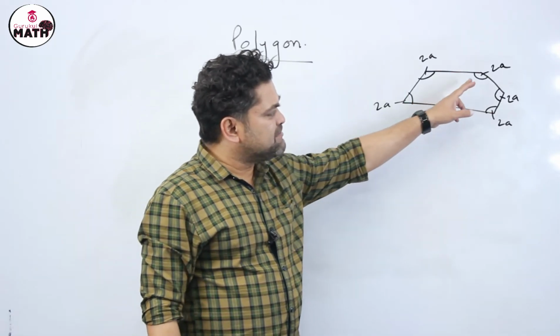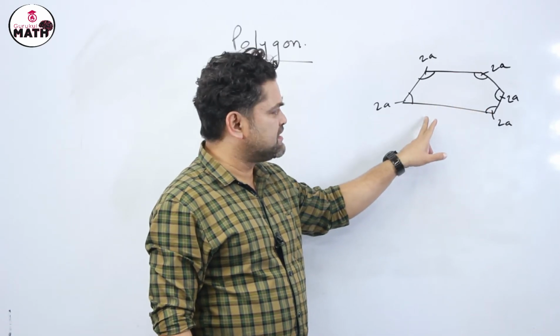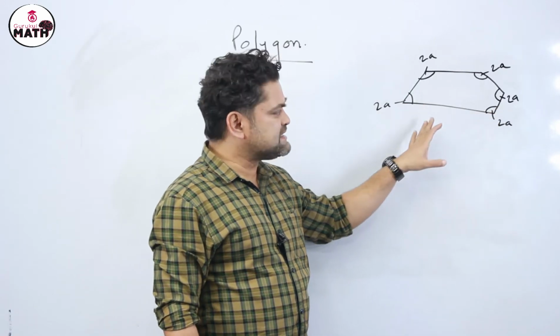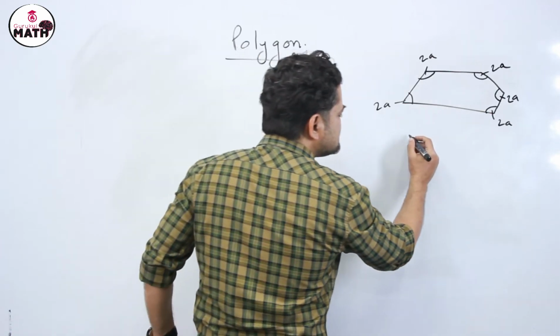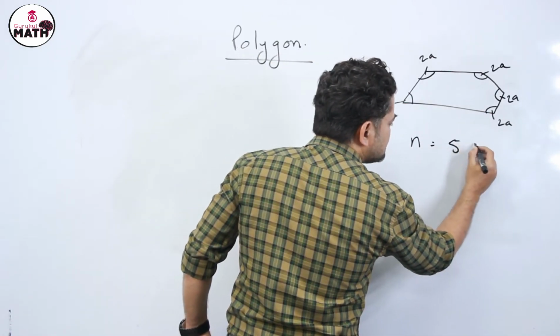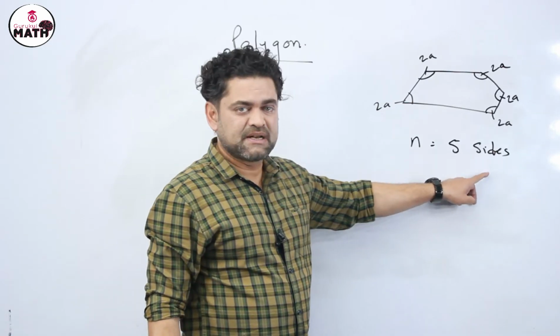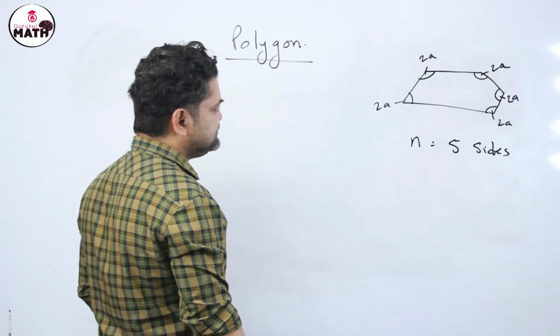Interior angle means all the angles inside the shape of the polygon. How many sides here? If I count, 1, 2, 3, 4, 5. As it has 5 sides, I can say that it's a pentagon. So I can write a small letter n to indicate 5. To make you understand, I'm writing here 5 sides, but I will not always write sides, okay? So here n equals 5.